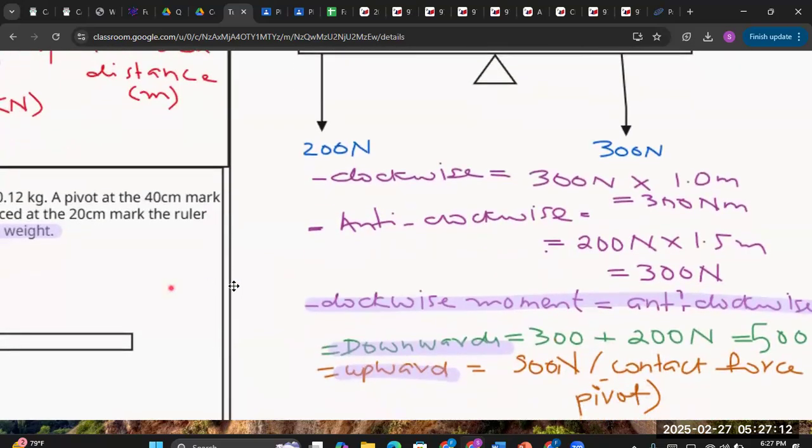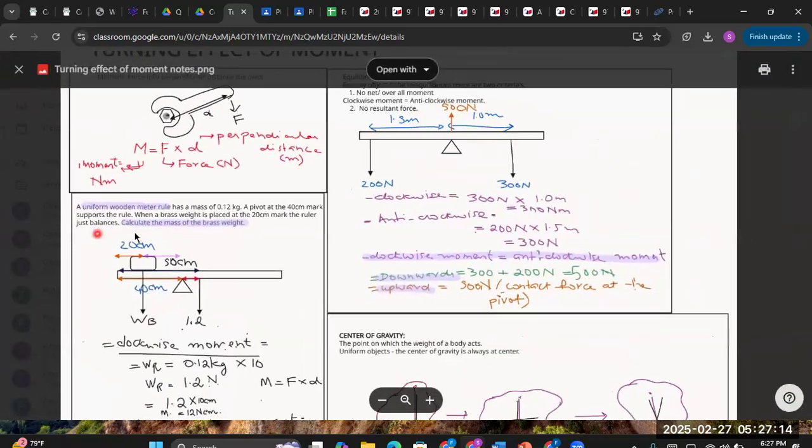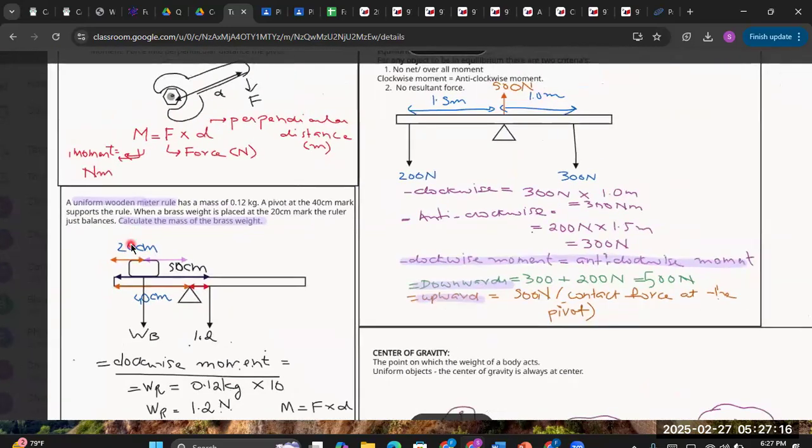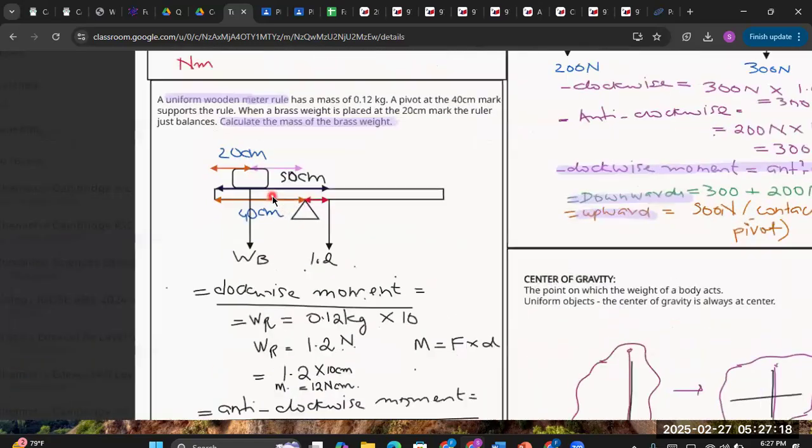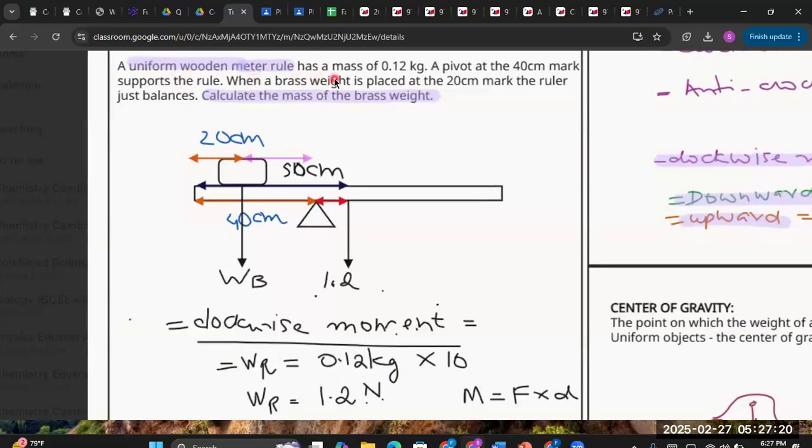Let's take a look at another question. So we have a uniform wooden meter ruler that has a mass of 0.12 kg. A pivot at the 40 centimeter mark supports the ruler. When a brass weight is placed at the 20 centimeter mark, the ruler balances. Calculate the mass of the brass weight.